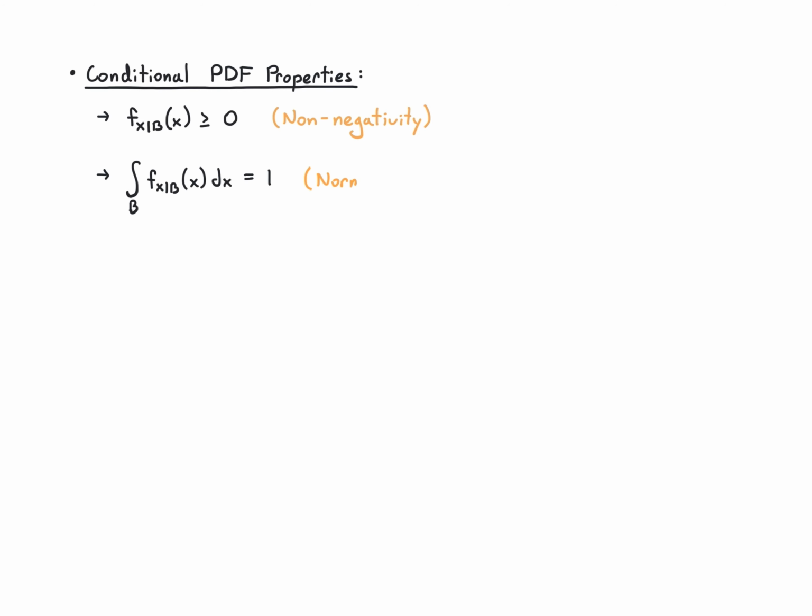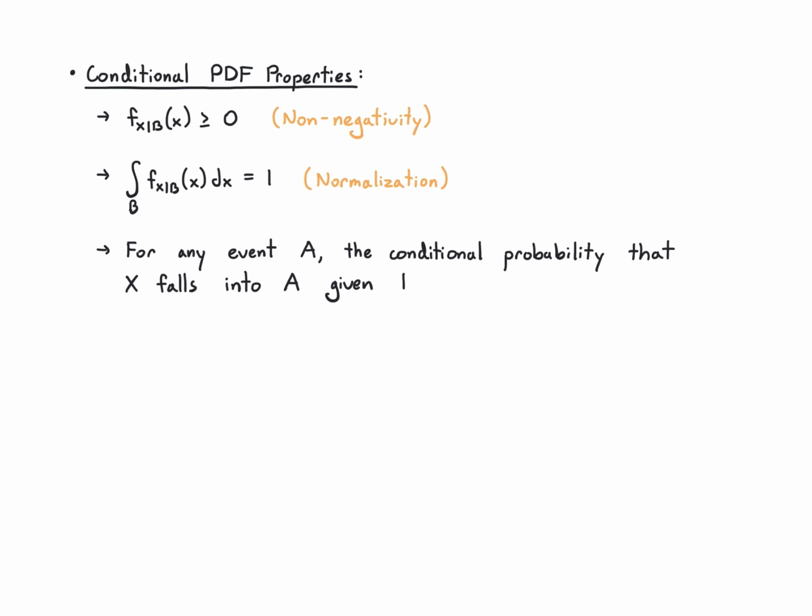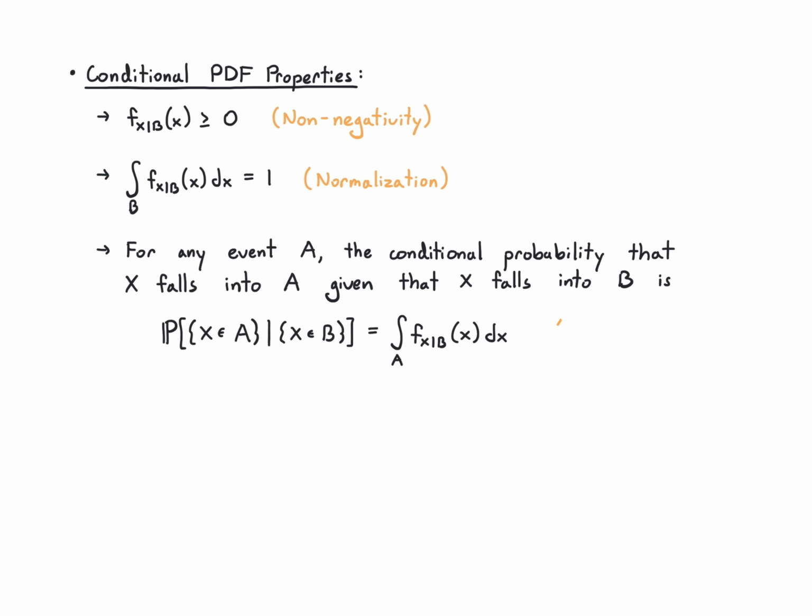It has the same properties as a normal PDF, so all we're going to do is just restate those properties. We're going to have non-negativity, so it can't be negative at any point. It needs to integrate to 1 over B because the total probability has to be 1. And the most interesting one is that for any event A, the conditional probability that X, the random variable, falls into A, given that X has already fallen into B, I can work out by just integrating the conditional PDF over the region I care about, A.